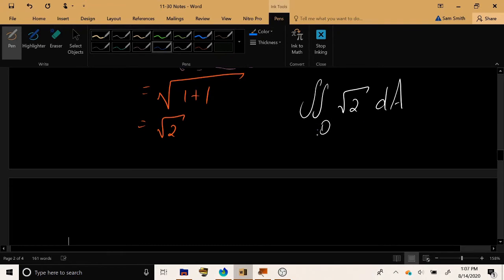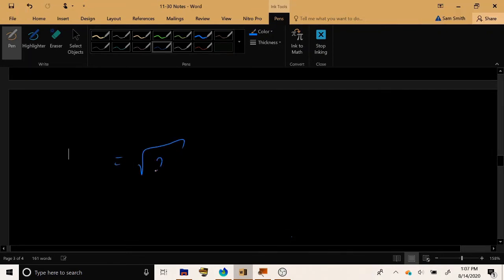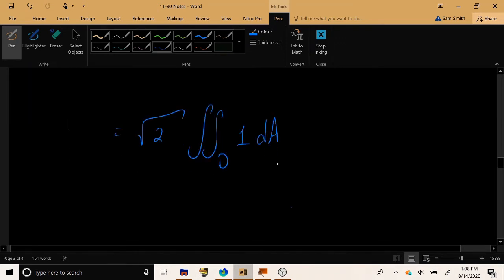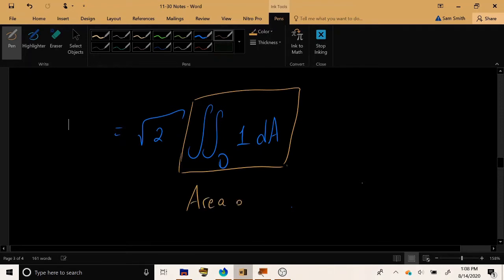But there's a little trick that I'm going to use to make it a little faster to calculate this integral. I'm going to pull that constant multiple of root 2 to the outside. And then I'm going to remind myself that the double integral of 1 over the region D with respect to area is just equal to the area of the region D.